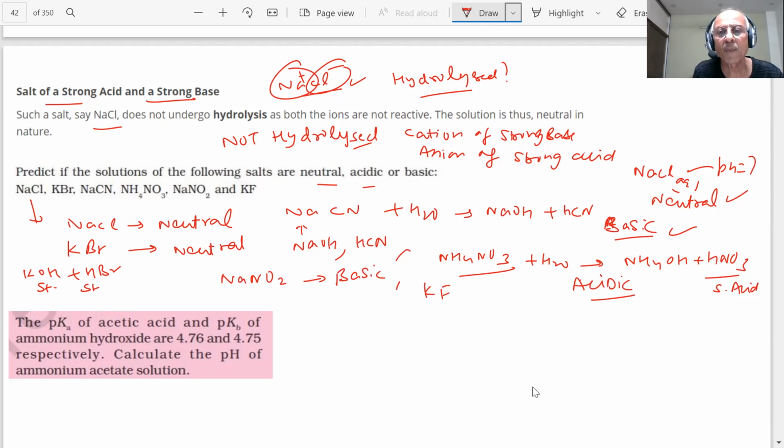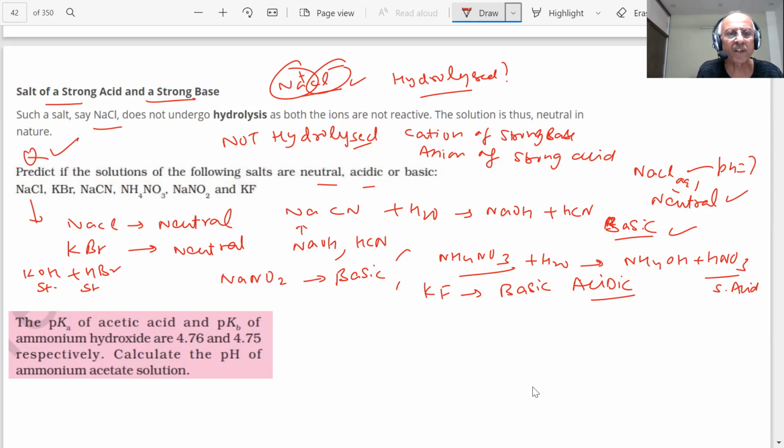KF. KF will be KOH and HF. It should be basic. So such questions could be put up in the paper in the choices, students, acidic or basic, because the hydrolysis of salt is an important point. These questions could be there.